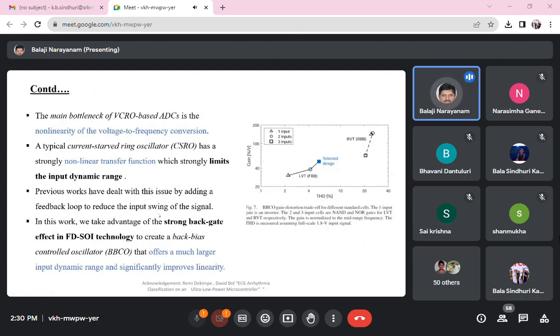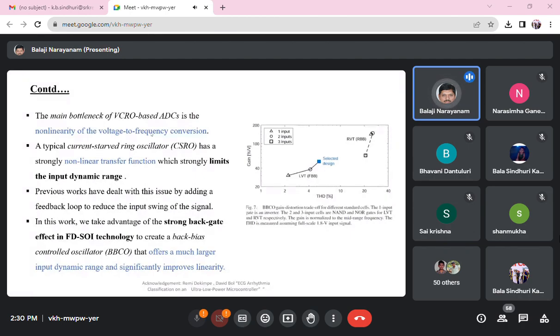The main bottleneck of this voltage-controlled ring oscillator based ADC is the non-linearity of voltage to frequency conversion. There is a voltage to frequency conversion, and during that process you will get a non-linear curve. So a typical current-starved ring oscillator has a strongly non-linear transfer function, which strongly limits the input dynamic range.